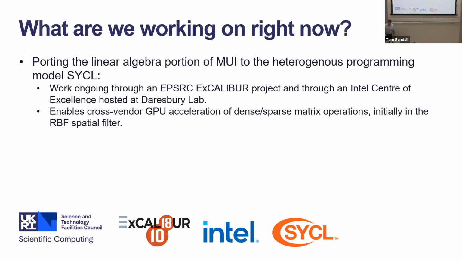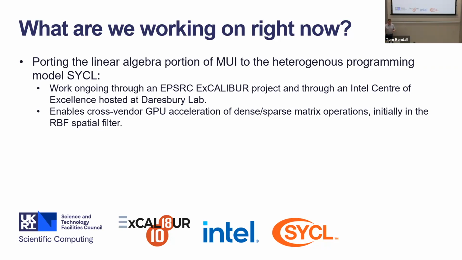So what are we working on right now? We're currently porting the linear algebra portion of the library to a heterogeneous programming model called SYCL. Others are available. And this is work that we're doing through an ExCALIBUR project and also through an Intel Center of Excellence, which we have where I work. And what this will do is enable cross-vendor GPU acceleration of the linear algebra solution. And initially that's used in the RBF spatial filter, but this is generally available throughout the library.